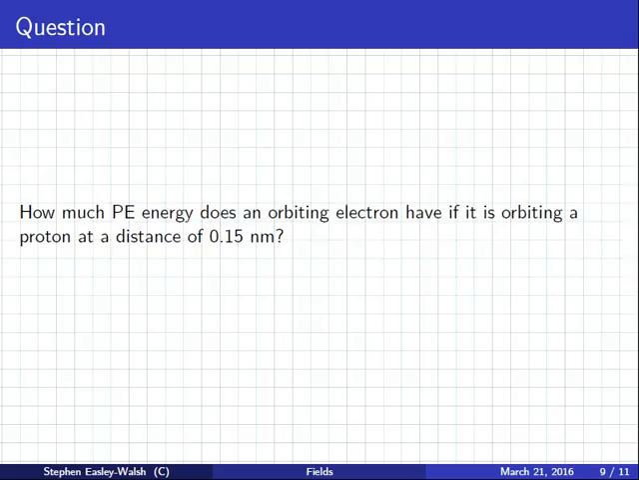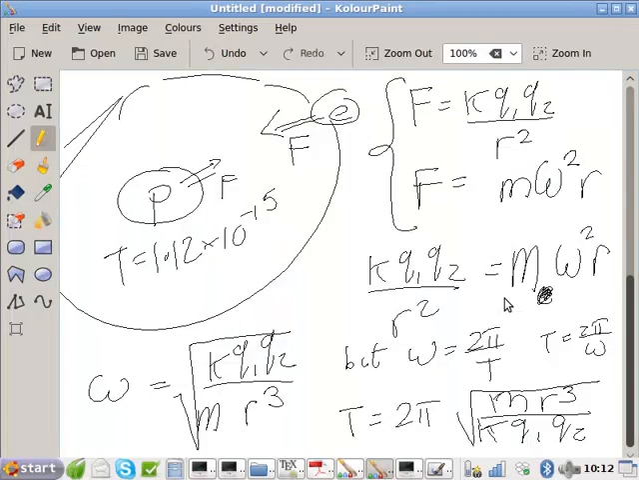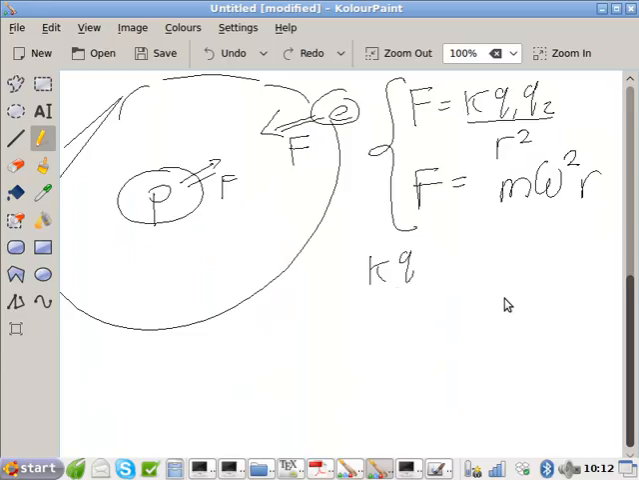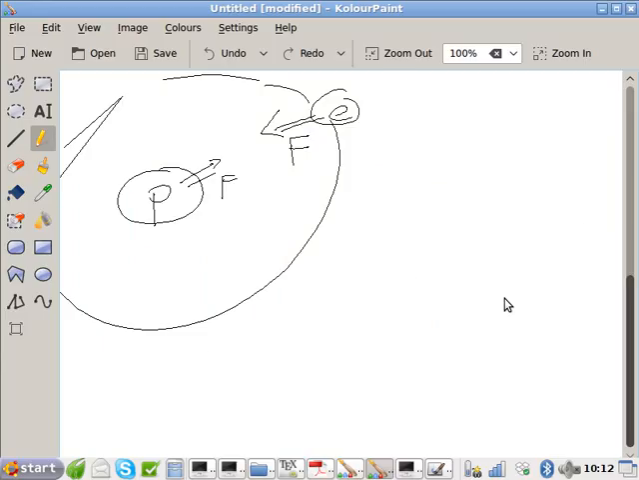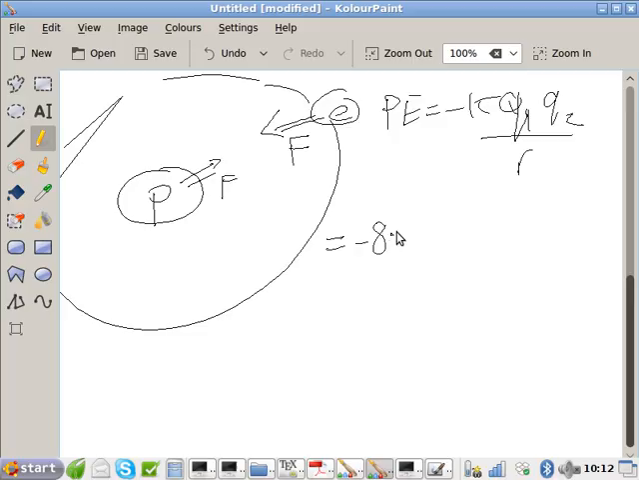Okay, have a look at it. So this electron is trapped, so it has potential energy. The potential energy it has is equal to minus k Q1 Q2 over r. So that will equal minus 8.99 times 10 to the 9 times 1.6, whatever it is on the calculator. I'm just going to write in E and E because that's what's on the calculator. And 0.15 nanometers.